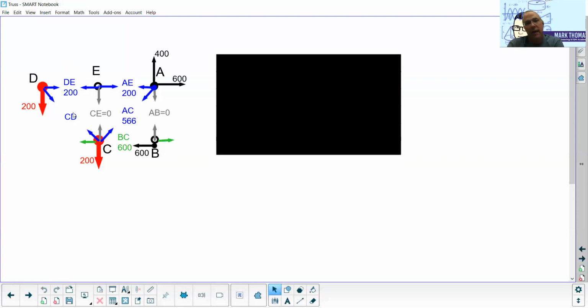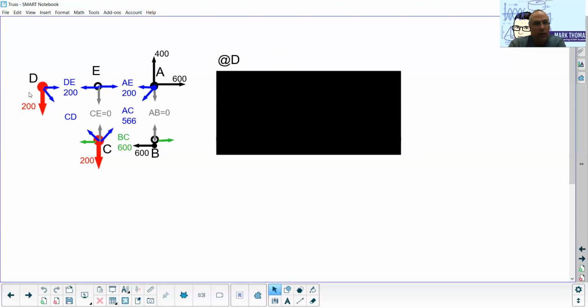We only have one more left to find. So all we're looking at is CD here. And so the question is, well, do we want to look at D or do we want to look at C? And so I would just point out that I think it's easier to look at D. There's less stuff going on there. And then at D, we actually have our option. We could either look at this in the X direction at D to try to find the member CD, or we could look in the Y direction to try to find the member CD. And it technically doesn't matter which one we look at. We're going to get the same answer either way.